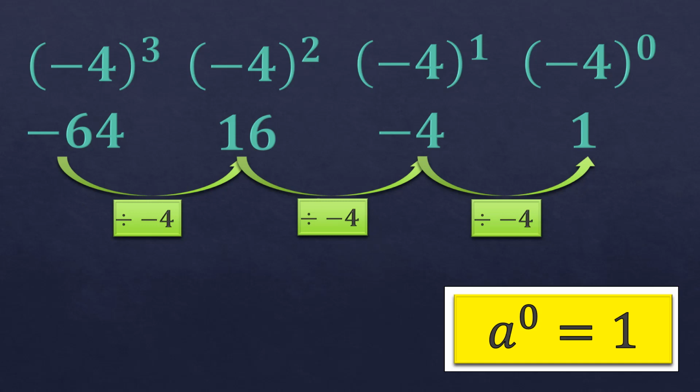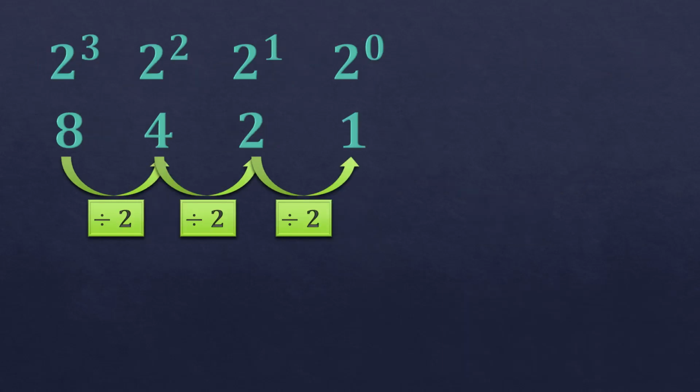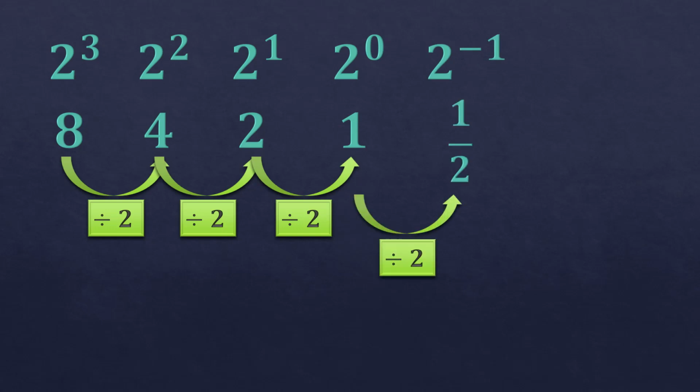Now it's time to figure out a rule for negative exponents. Let's go back to our original experiment. If we continue the pattern, let's see what happens. Each time we evaluated the next power, we had to divide the previous value by 2. Moving forward, 1 divided by 2 is 1/2. So 2 to the negative first power equals 1/2.